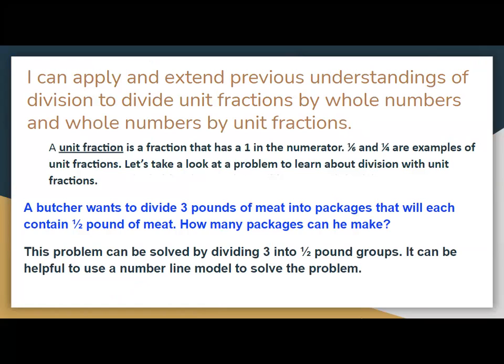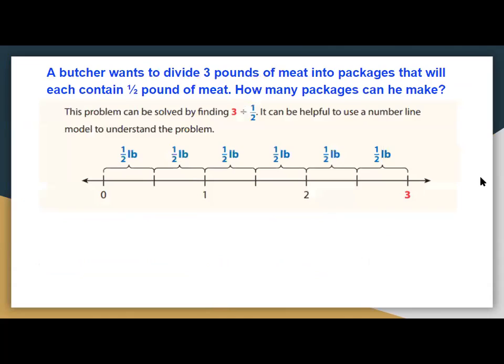Let's take a look at a problem to learn about division with unit fractions. A butcher wants to divide 3 pounds of meat into packages that will each contain a half pound of meat. How many packages can he make? This problem can be solved by dividing 3 into half-pound groups. It can be helpful to use a number line model to solve the problem.